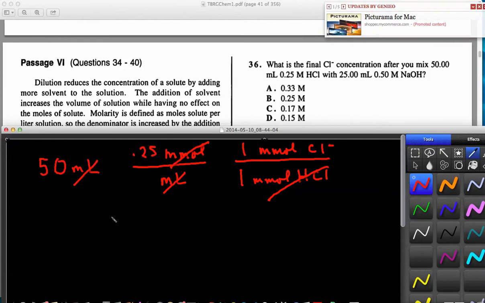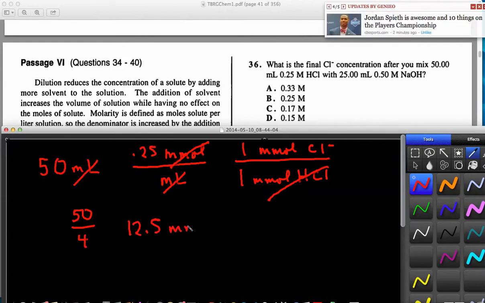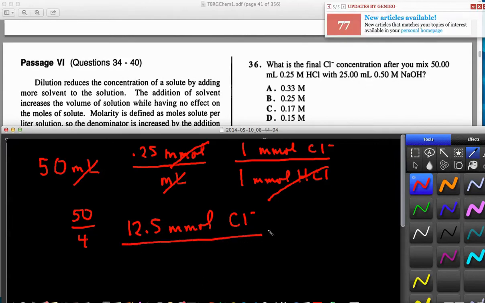50 times 0.25 is 50 divided by 4. 50 divided by 2 is 25, and 25 divided by 2 is 12.5. So I have 12.5 millimoles of Cl minus. Now, of course, I don't have any Cl minus in the other solution. What that does, however, is it adds volume.